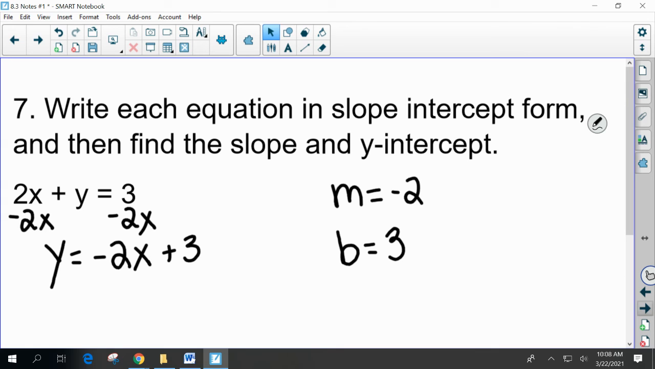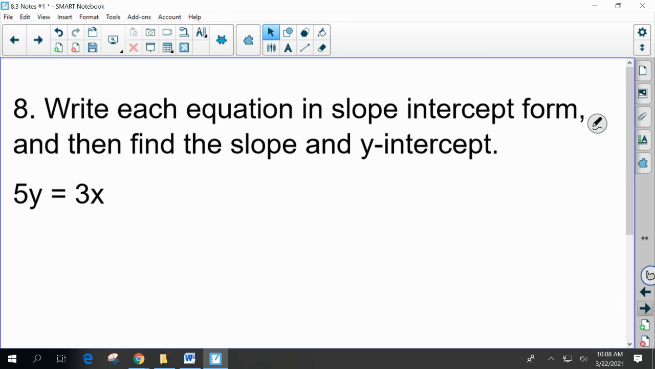Why would x not be included? Because we're just looking for the number of the slope, not the x. That tells us the rise over the run. Okay, I want you to pause your video and try number 8.